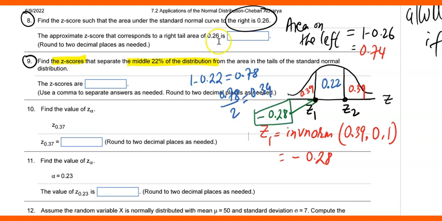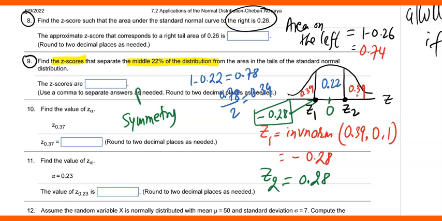Okay, and what's z2? What do you think? Since these are the same distance from the origin, I'm sorry, from 0, the mean, which is here obviously. Therefore by symmetry, z2 is going to be positive 0.28, because look here, from this point 0, whatever distance z1 is, z2 is the same distance on the other side. Okay, by symmetry, it's called symmetry.